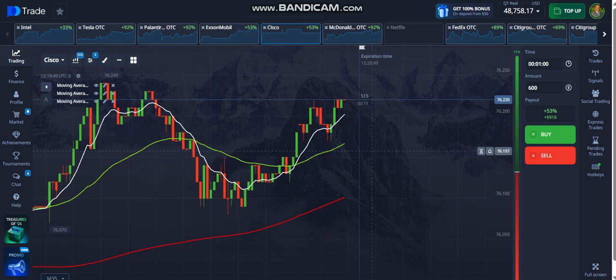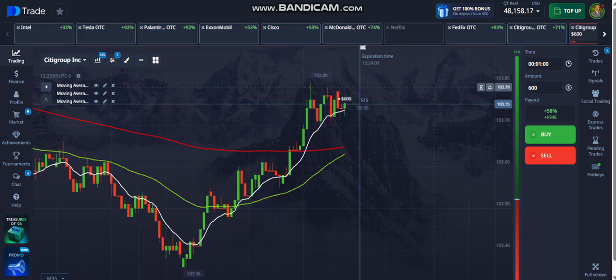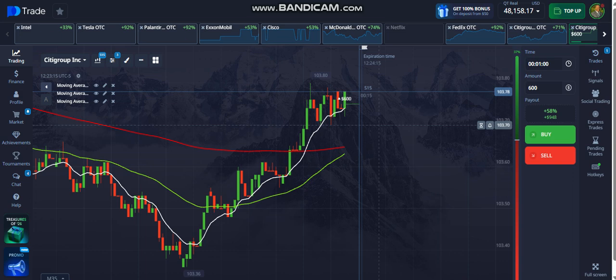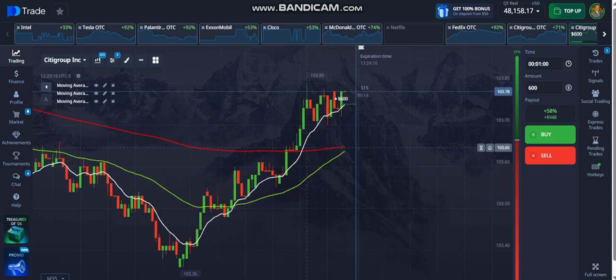And so what I'm going to do, once again, I'm going to pause the video and look for one more trade. All right. Okay, so I'm on Citigroup stock, and I just took a call trade, a buy trade. First step, the 10 EMA crosses the 50 EMA.